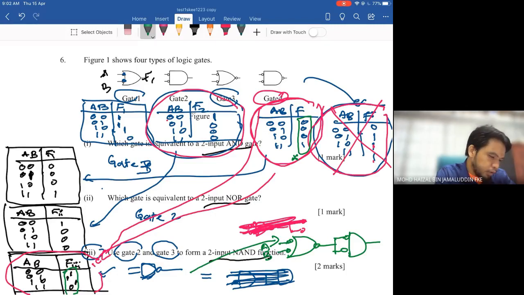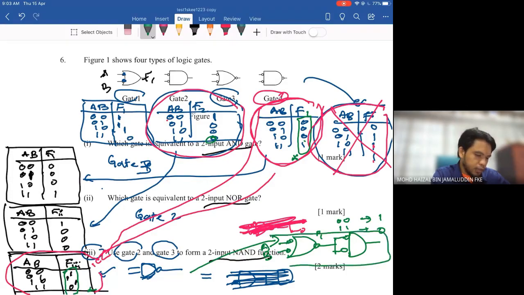And by putting the input of this F here, F1, when the input is 0, 0, you will get the output equivalent to 1. And when the input is 1, 1, we get the output of 0. So here, the drawing is just like this.